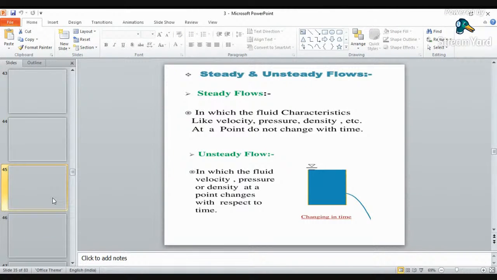So the first classification is steady and unsteady flow. You will say your flow is steady when your flowing parameters like velocity, pressure, and density do not change with time. Okay. See, all the classifications are based on the parameters of velocity, pressure, and density. If these vary with time, then this flow will be considered as an unsteady flow. And if it is not changing with time, then it will be considered as a steady flow.